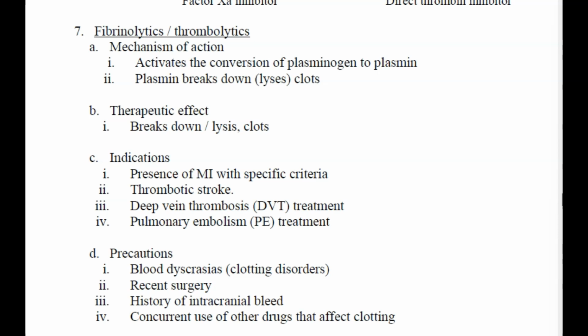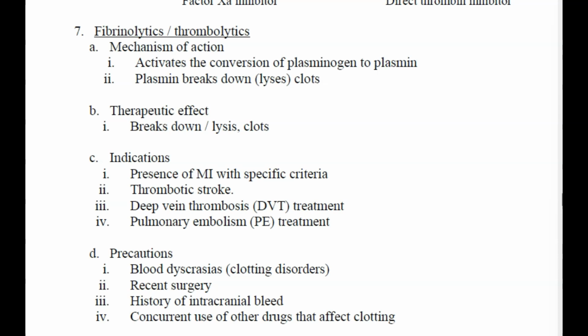Fibrinolytics or thrombolytics activate the conversion of plasminogen to plasmin. Plasmin breaks down, lyses, or dissolves existing clots. What is plasminogen? Plasminogen is an inactive precursor of the enzyme plasmin that's present in the blood. And plasmin is an important enzyme present in the blood that breaks down clots. The therapeutic effect of fibrinolytics or thrombolytics is to break down or lyse clots or thrombus.